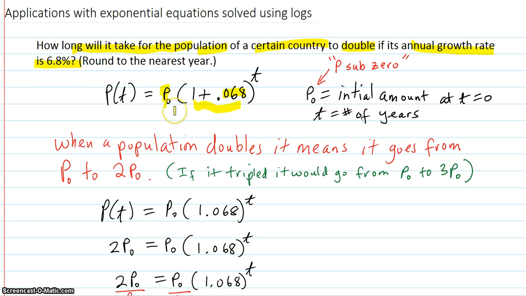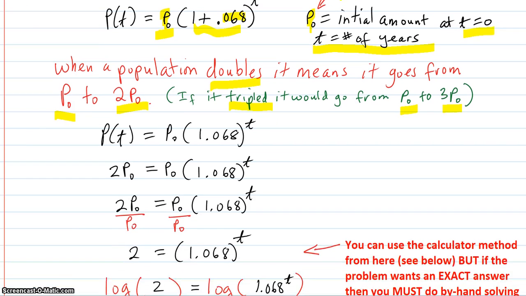P0 is the initial amount that we don't know. So P sub 0, that's what you call it, is the initial amount at time equals 0, whenever that is. T equals the number of years. So when a population doubles, it means that it goes from P0, the initial amount, to 2P0. For example, if it tripled, it would go from P0 to 3P0. So that's what you do.